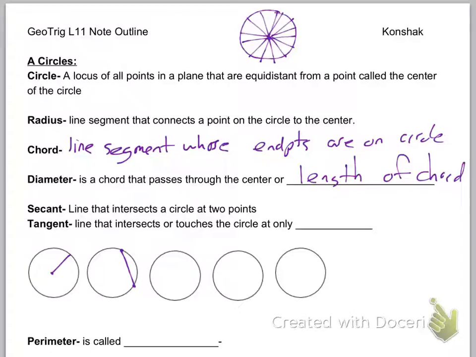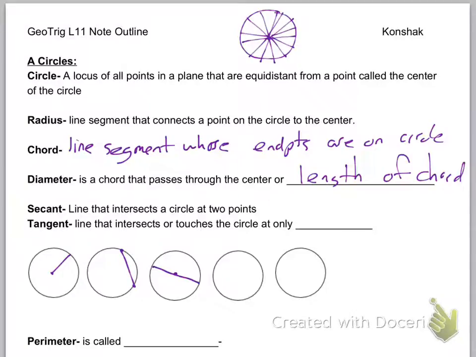A diameter is a chord because it connects one side of the circle to another side, but it goes through the middle or center. So the center is here, so therefore it goes through the center. That is a diameter. Now, you should also recognize that since it goes through the center, a diameter is actually just the length of 2 radii. Radii is plural for radius. Radiuses. Not radiuses. I think it's radiuses. Okay?